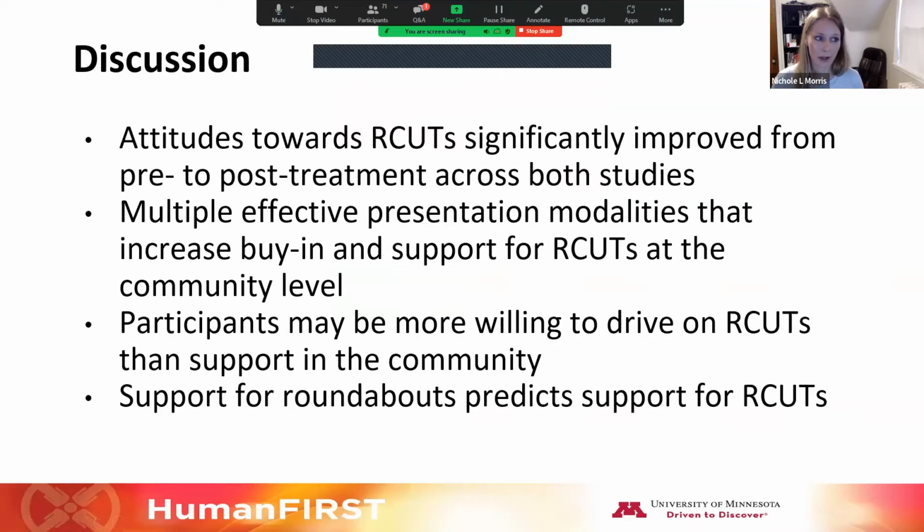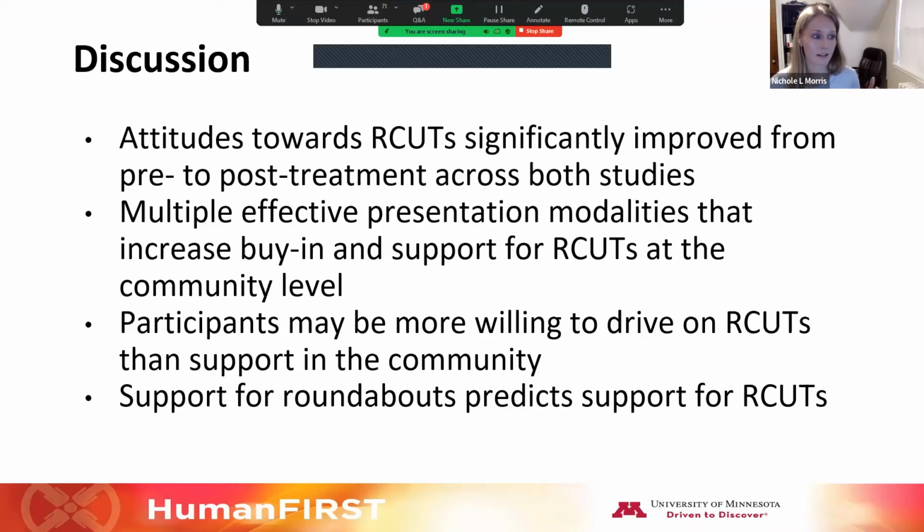So we know that attitudes toward RCUTs significantly improved from pre to post in both studies. Just doing that engagement, investing the time up front to engage your audiences, you're very likely going to have people be more accepting, regardless of what you've done. Doing multiple modalities would be a good idea, because you're not going to know exactly who's in the audience and what type of messaging is going to get you the best buy-in. So it's good to have a mix of these things: something that has good transportation, but also good messaging, and you're going to capture more of the audience because you're appealing to the different needs of the people.